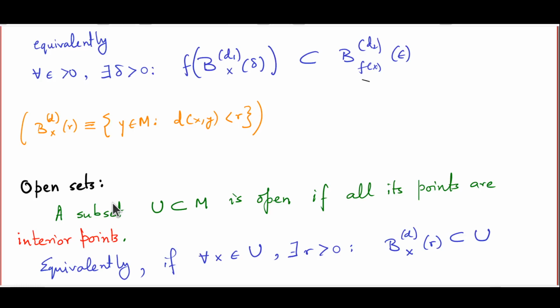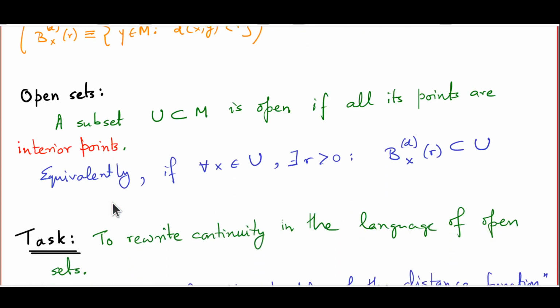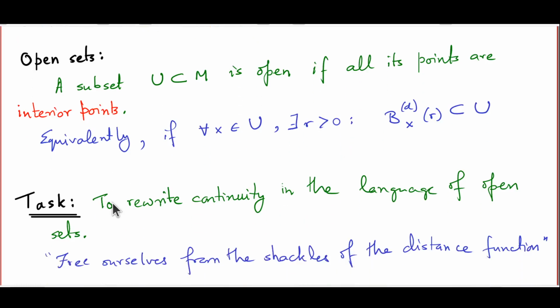But before we go there, the task that we need to complete is to rewrite the definition of continuity entirely in the language of open sets, so that once we have a notion of open sets without this notion of distance, we can talk about continuity, even going beyond situations where we cannot talk about distances. In other words, our aim is to free ourselves from the shackles of the distance function while talking about continuity. And that is exactly what is going to lead us to the notion of topological spaces. But before we can do that, we need to rewrite continuity in the language of open sets. And that is what we are going to do next.